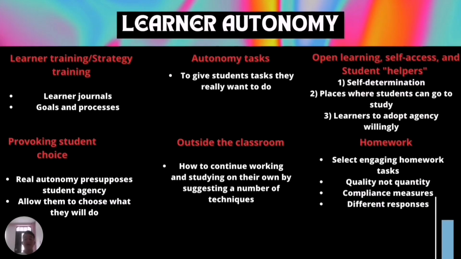So, learner autonomy. The ultimate goal of language teaching is that the learner can perfect his ability in the language without the teacher's help, on his own. For doing this, there are some strategies that the student can use. Journals, goals and processes are strategies in which the student can reflect on his process and analyze what needs to improve. Autonomy tasks can also be effective, but we need to give students tasks they really want to do. Then open learning is based on self-determination, what they want to learn, and self-access centers are places where students can go to study.